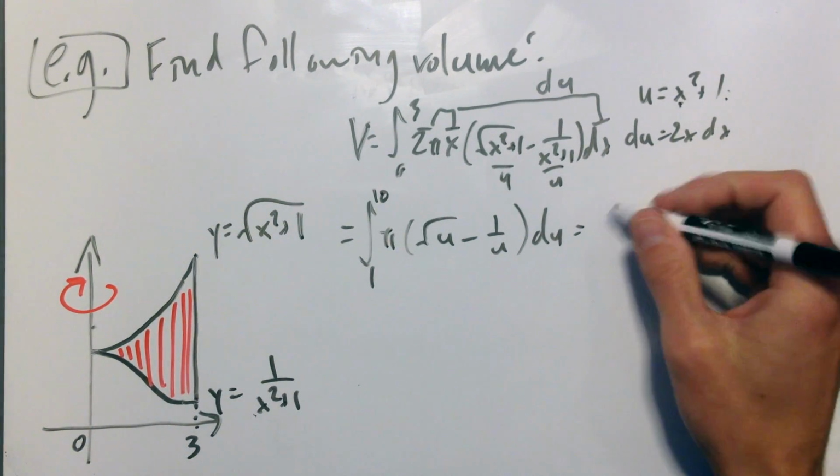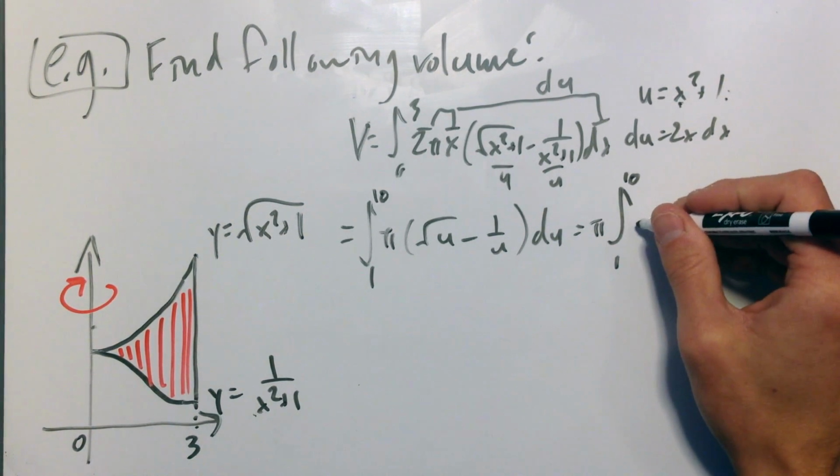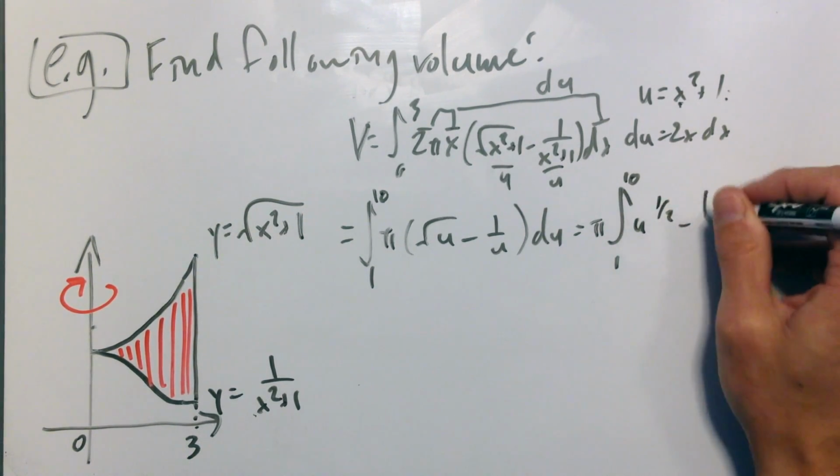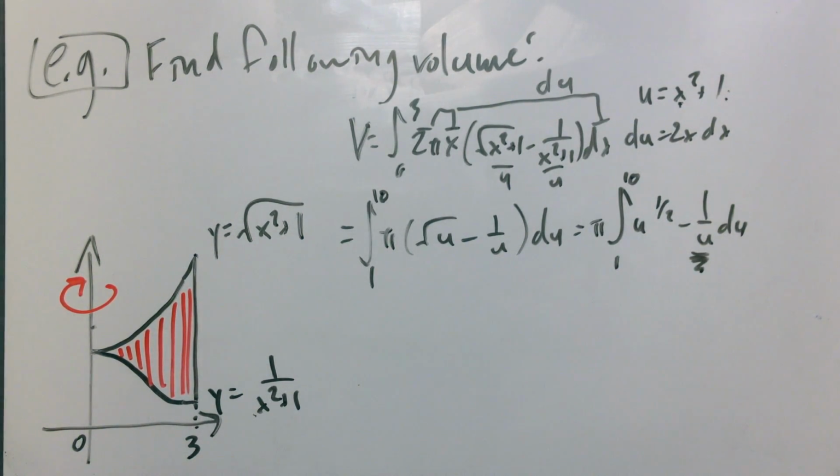I'm going to just rewrite this a little bit. I'll pull the pi out because I like to do that. Pi, integral from 1 to 10 of the square root of u, which is u to the 1/2, minus 1 over u du. I've been seeing a lot of people looking at 1 over u, writing it as u to the minus 1, and trying to apply the power rule to it. No, 1 over u doesn't fit into that. You'll notice if you try to use the power rule, you're dividing by 0.